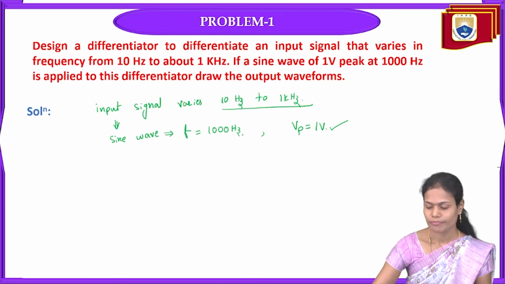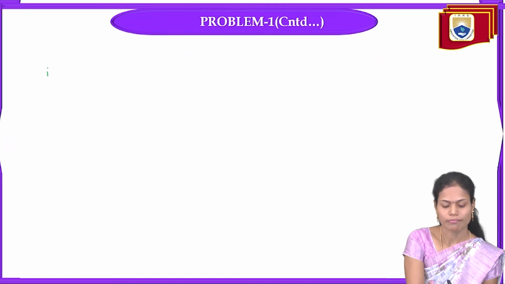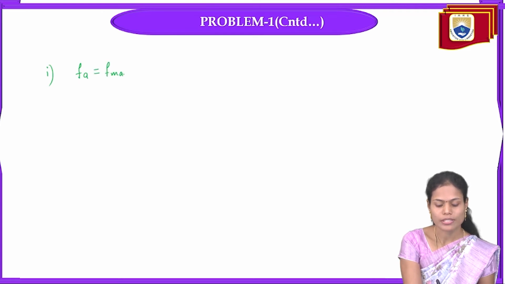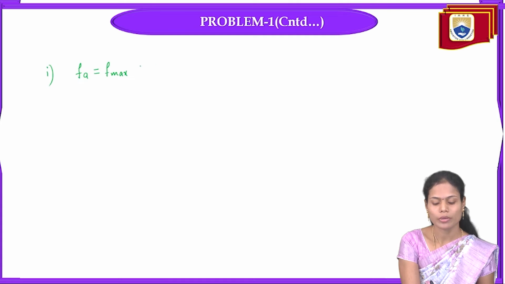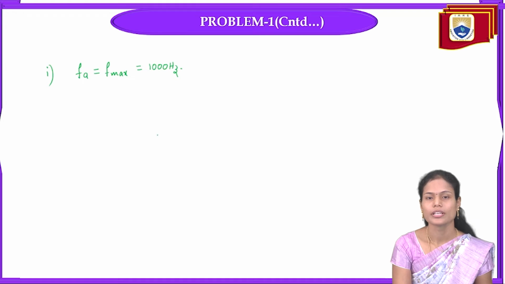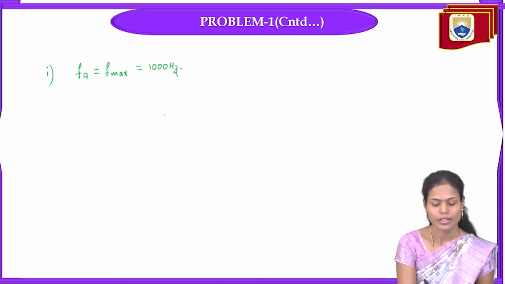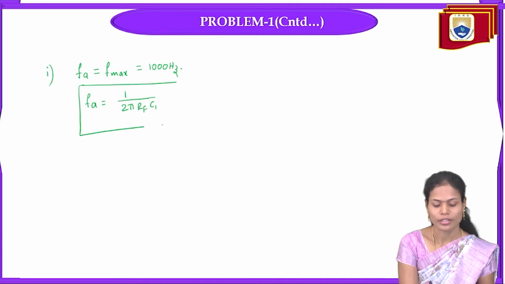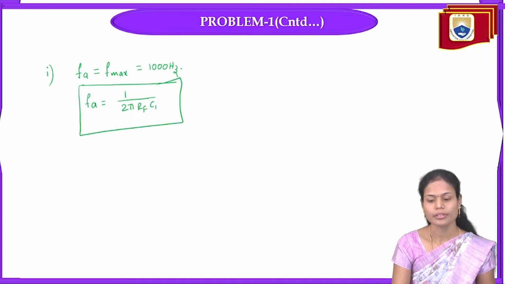So in that case, first step I am taking here is the cutoff frequency of the practical differentiator circuit, that is FA. So that FA value is equal to the F maximum here. So F maximum is given in the problem, that is 1000 Hz. And the formula for this FA is 1 by 2 pi RF C1. This is the formula to calculate the cutoff frequency of the practical differentiator circuit.